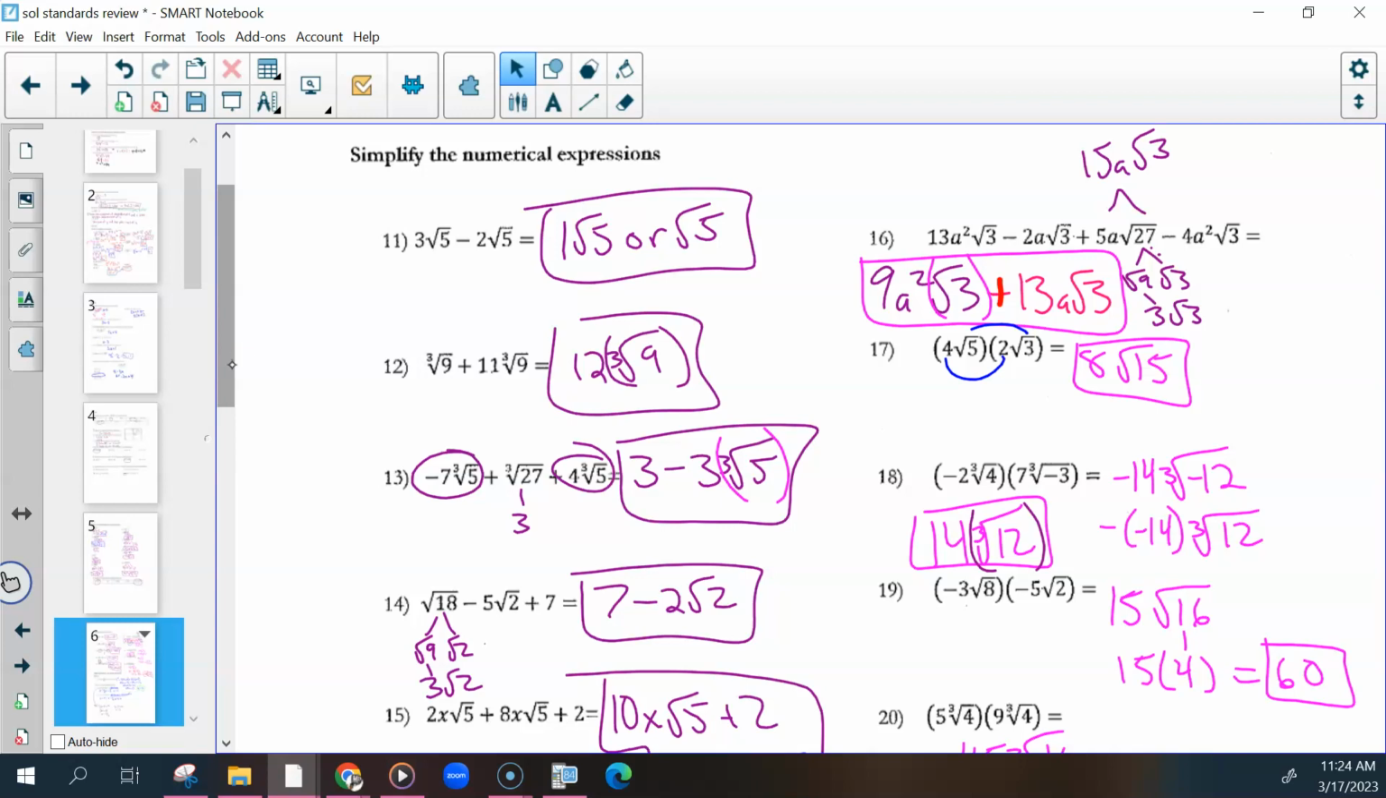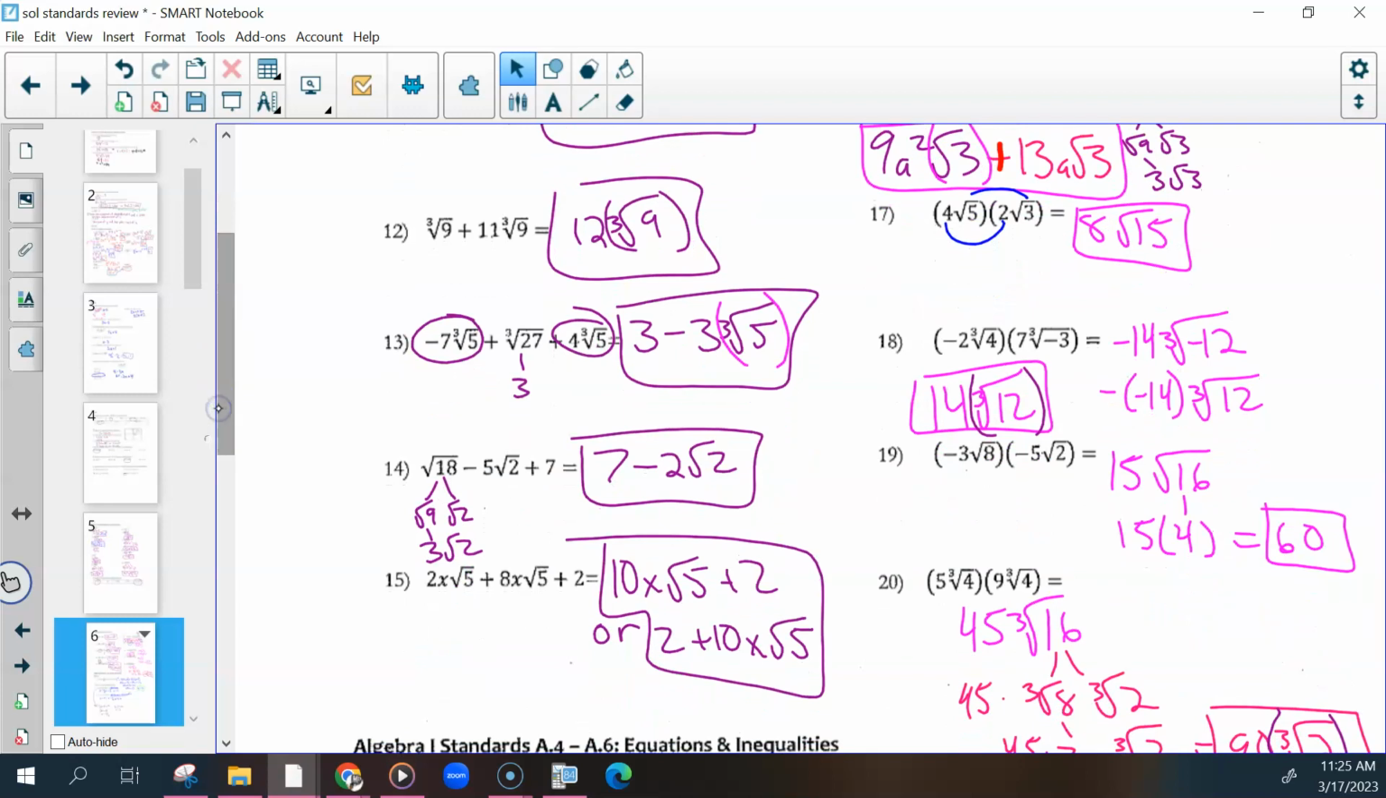And then combine the other two. So 3 minus 3 times the cube root of 5 is that answer. 14, you can simplify the square root of 18. And then that final answer, 7 minus 2 times the square root of 2. 15, they were already simplified. So 10x times the square root of 5 plus 2. And you could check that in Desmos, your calculator also. Questions on 11 through 15?